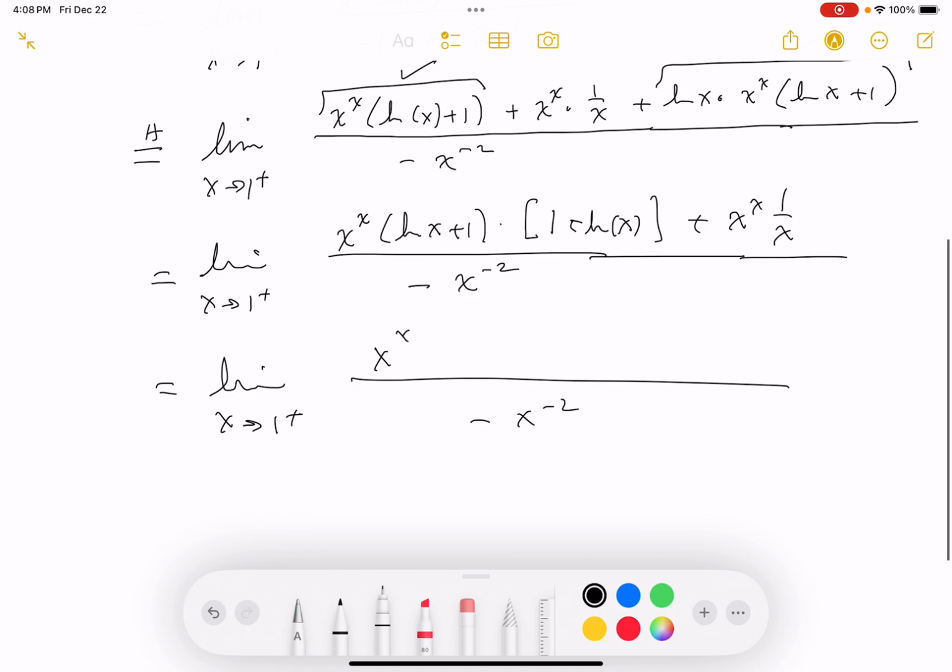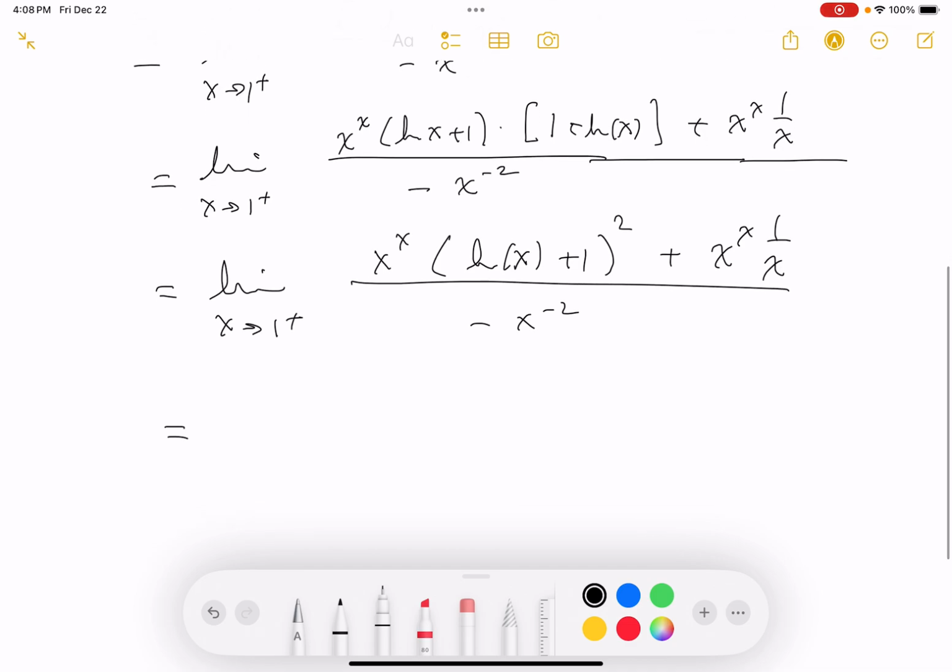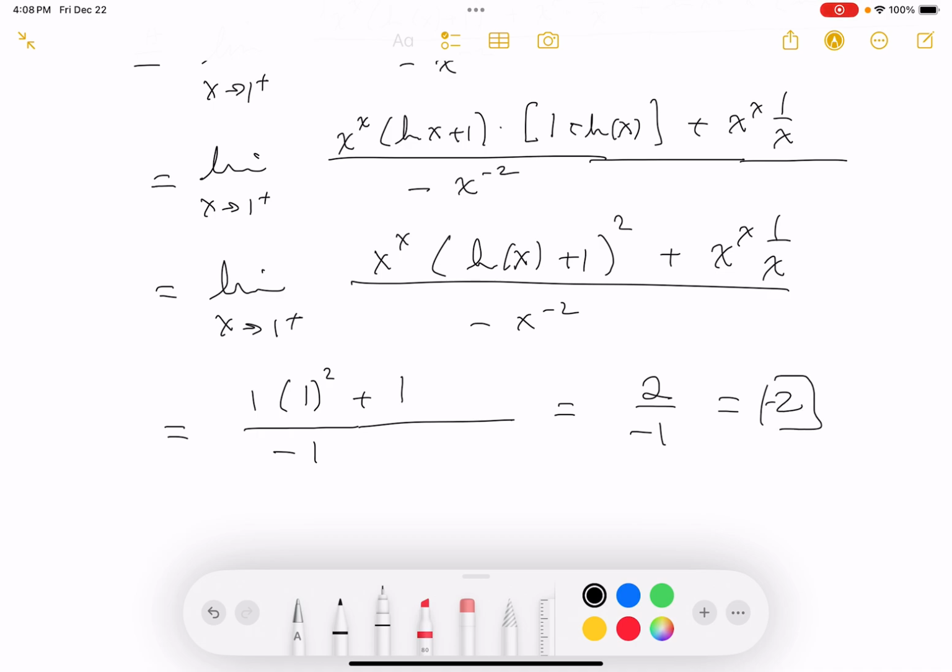And you get x to the x, then you get natural log of x plus 1 squared, plus x to the x, 1 over x. And I think I can plug in now. All right, what do you get over here? On the bottom, you just get minus 1. On top, you get 1, and then you get 1 squared. That's not so bad. And then plus 1. So what do you get over here? You get 2 on top, minus 1 on bottom, you get minus 2. And again, we used L'Hopital's rule for that one. Again, that's the way I saw the problem. You might see a different way of doing it, but the limit's minus 2.